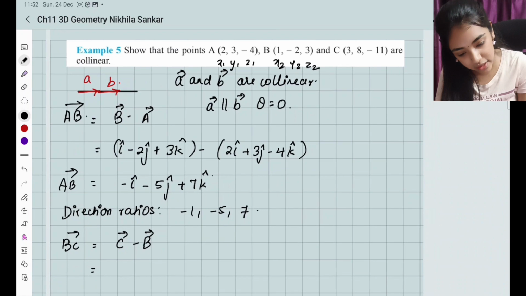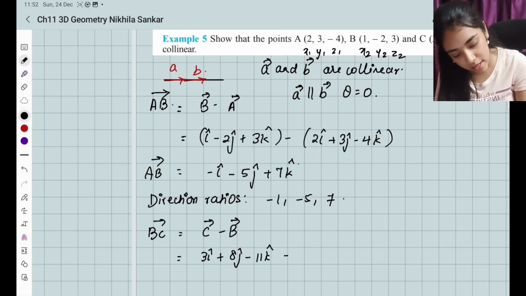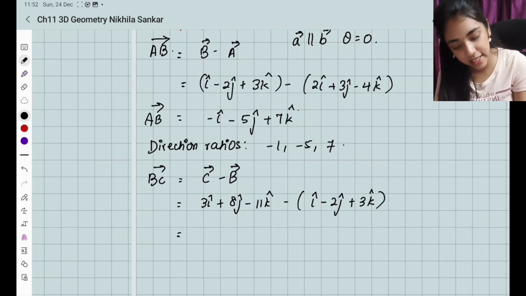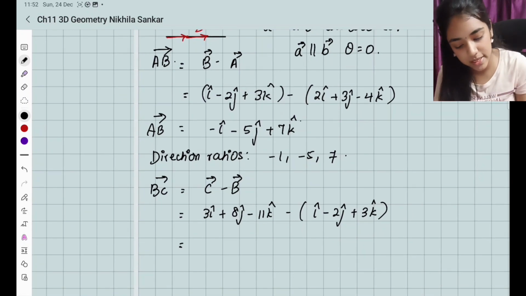When I subtract the vectors, I have 3, 8, 11. தெரியுதா? So I have 3 I cap plus 8 J cap minus 11 K cap minus I cap minus 2 J cap plus 3 K cap. Okay, இதை நான் எதுக்கு எழுதுறேன்? To find the direction ratios. டைரக்டா x2 minus x1 பண்ணீங்கன்னா ஒரு கேஸ்க்கும் கன்ஃபியூஸ் ஆகும். அதனால ஃபர்ஸ்ட் ஈக்குவேஷன் வெக்டர் என்னவோ அதை எழுதிட்டு அதுக்கப்புறமா சப்ராக்ட் பண்ணா it will be easy.